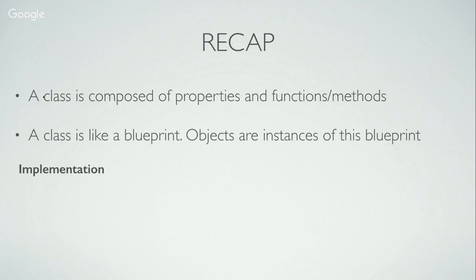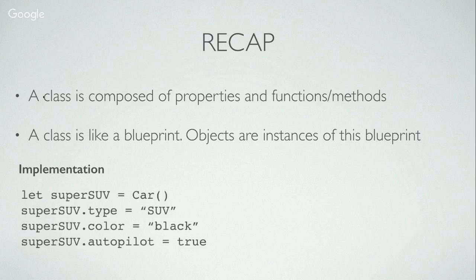And if we are talking about the implementation in code, then this would look something like this. We already saw how we can create constants. But to create an object of a class, you would write, for example, a super SUV constant. And to create an instance of our car class, we simply write car and a pair of parentheses. And then to access the different properties of our car object, super SUV, we simply use a dot and write the property right next to it.